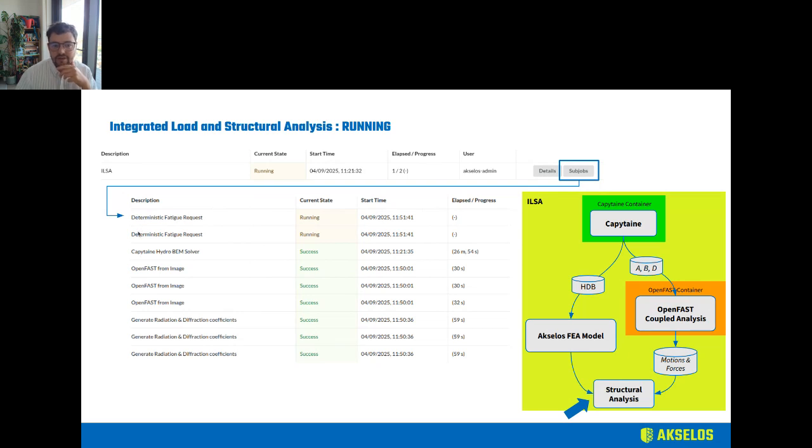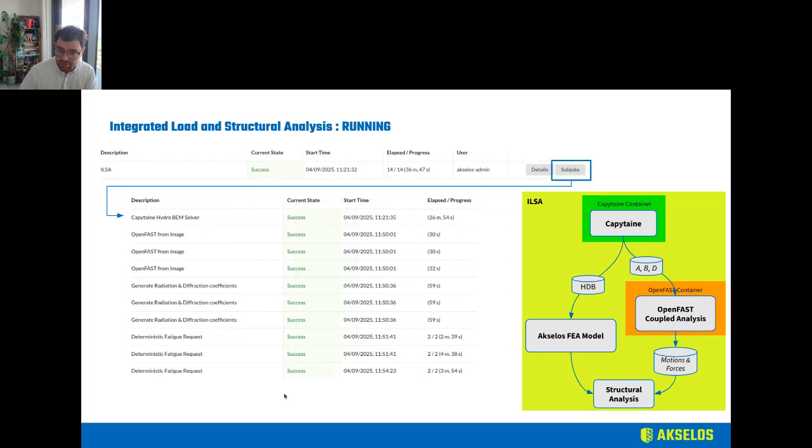Here, what you see is a deterministic fatigue request. So it's not just a simple FEA solve, it's an FEA solve plus the fatigue post-processing. And so at Akselos, we've pre-built these solves that contain standard compliant fatigue or strength check post-processing codes. And these have been designed to leverage as much as possible the cloud computing power.